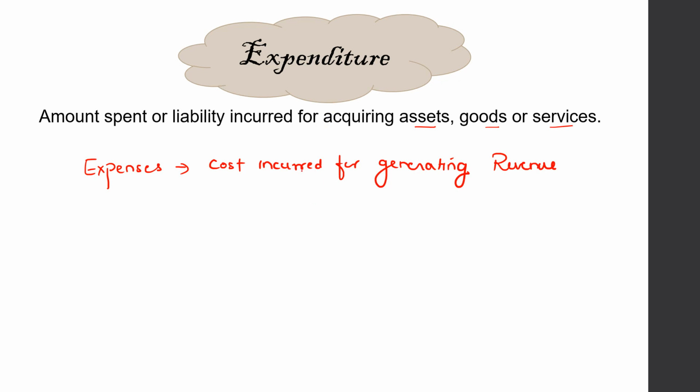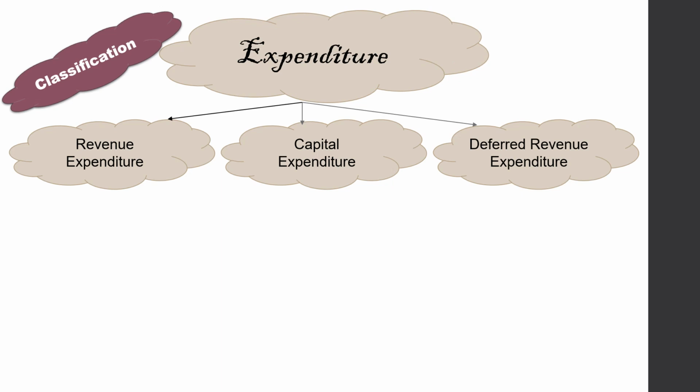classification of the expenditure. Now going to classification of expenditure, you can classify expenditure into three categories: revenue expenditure, capital expenditure, deferred revenue expenditure. Now let us understand each one of them in detail. What is revenue expenditure? The expenditure which is incurred from which you are going to get benefit. When you incur an expenditure, some benefit is going to arise. You are not going to spend just for nothing. You are going to get something in return. So you are going to get some benefit.